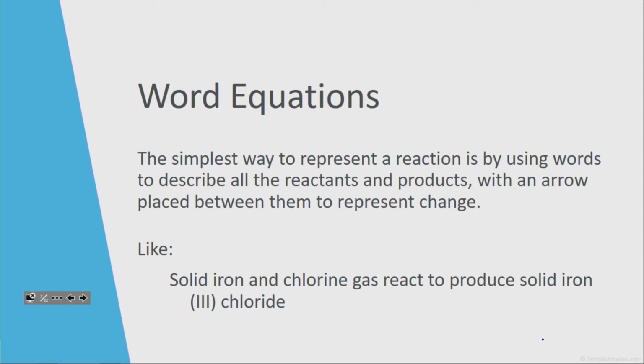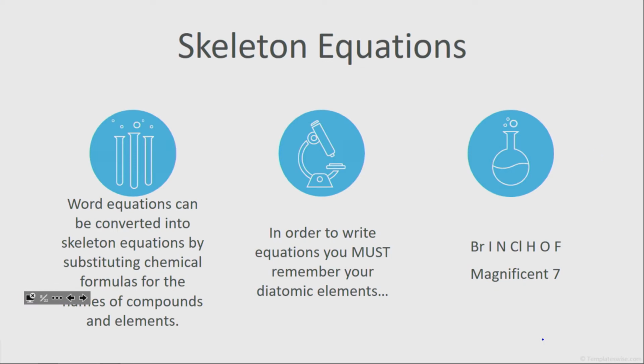So we had to come up with a way to take all of these words and convert them into something much more condensed. And we do that by writing what's called a skeleton equation. A skeleton equation takes those words that you just saw and converts them into chemical formulas with those little pluses and arrows that we just talked about a minute ago. And you get a nice condensed shorthand version of a word equation. But there's a couple things you have to know that you're going to get stuck on. If you can't do these, it's hard to move forward to do these skeleton equations.